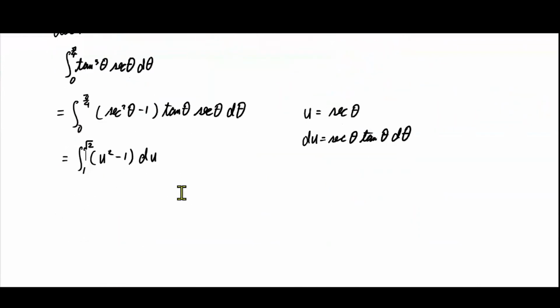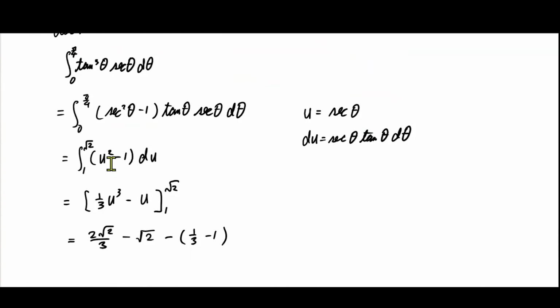So it's the same thing. Actually, I prefer this way. You see how changing a variable is nice? And then we evaluate, so this is u cubed over 3, minus u from 1 to square root 2. You get it? So if we plug in square root 2, we get the cube, so 2 root 2 over 3 minus root 2, and then minus, if you plug in 1, you have 1/3, and then minus 1. And this is exactly the same thing as we had up here, isn't it?